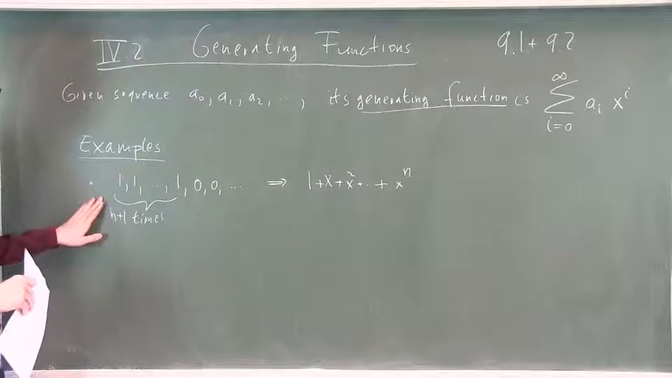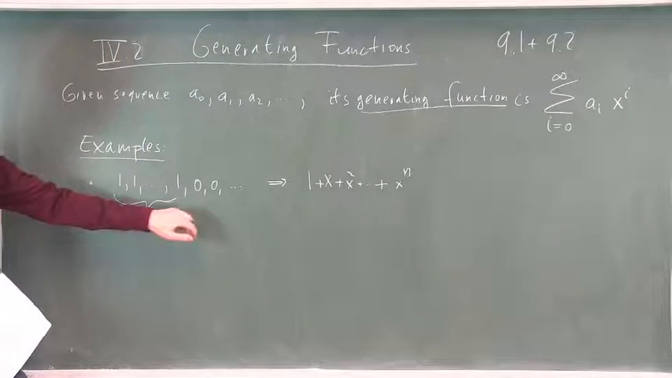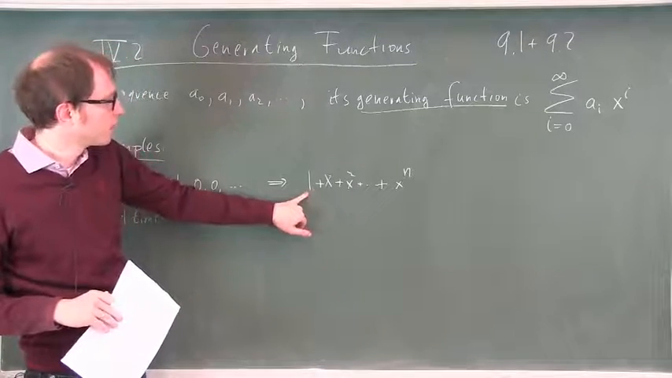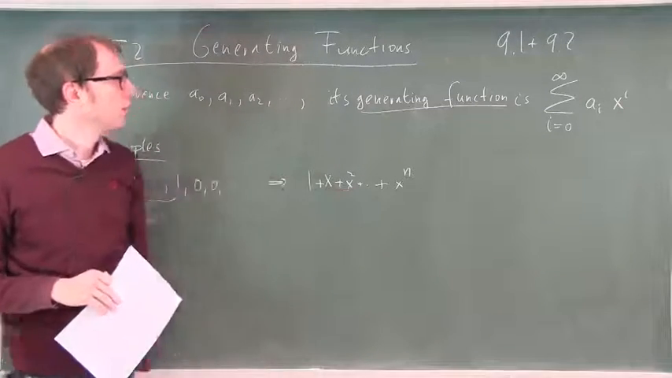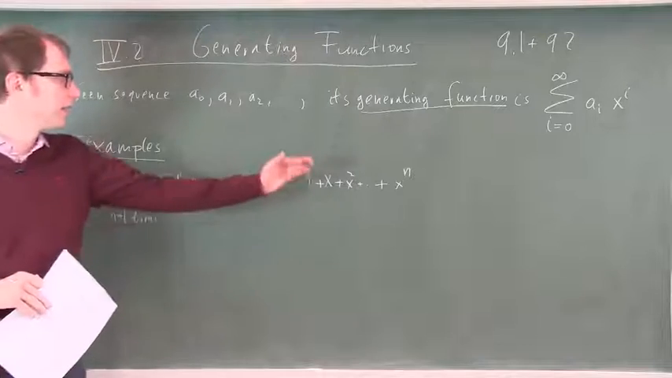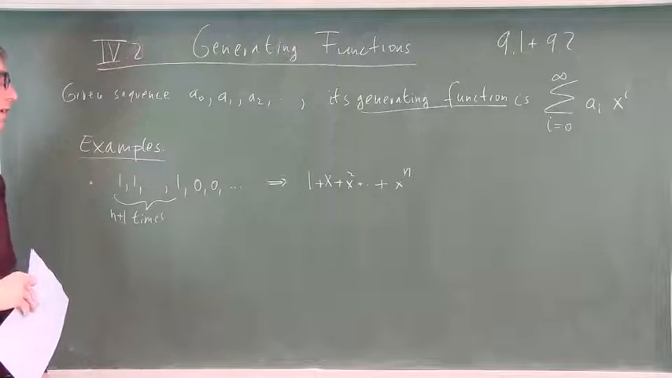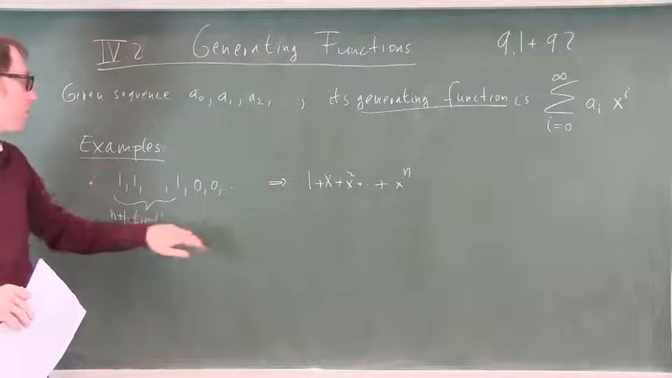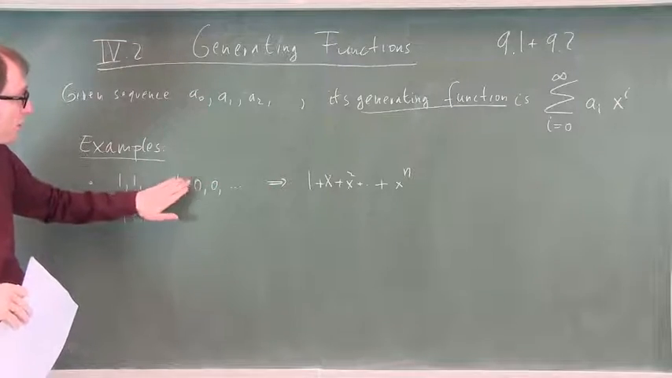This is a typical mistake. We have n plus 1 terms. So in this case, a0, a1, a2, up to an, and these are all 1s. So we just get a polynomial, of course, because from a certain point on, everything will be just 0.